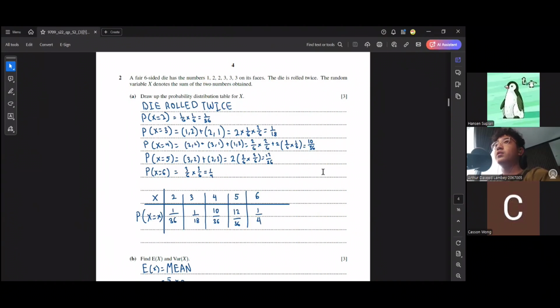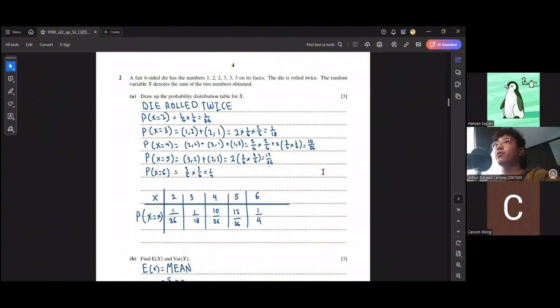Then to get the sum 3, we can either get 1, 2 or 2, 1. To get the score 2, the probability is 2 over 6 because there are two values of 2, and the total is 6. So the formula is 1 over 6 times 2 over 6. But we can also get it in reverse, like 1, 2 and then 2, 1, so we need to times it by 2. So it will equal 1 over 18.